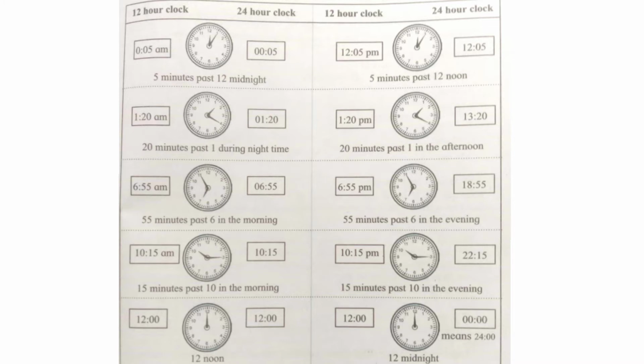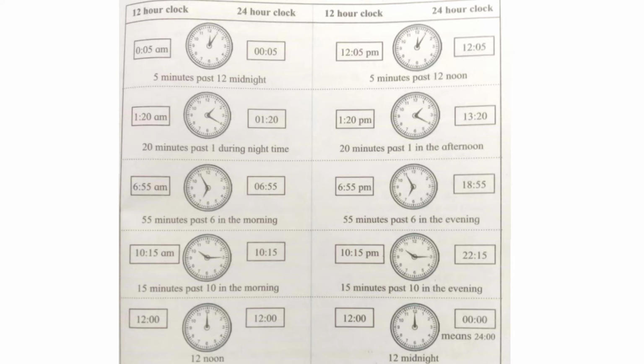Now see the third example. Here hour hand is on 7 and minute hand is on 11. So the timing as per 12-hour clock is 6:55 p.m. and as per 24-hour clock 6 means 18:55, means 55 minutes past 6 in the evening.